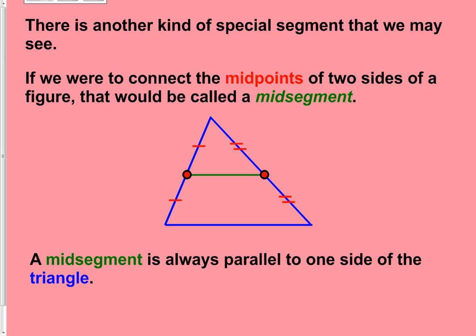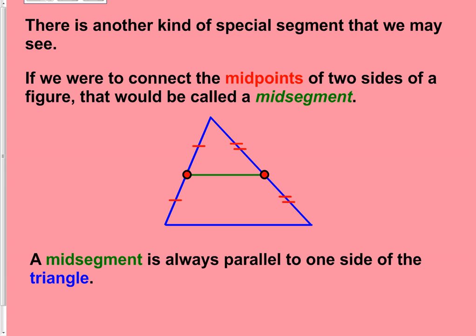If you were to take a triangle of any kind, this one isn't necessarily just isosceles, but a triangle of any kind, and connect the midpoints of two sides of the figure, then that line segment connecting those two midpoints is what we call a midsegment. For those of you that have tuned me out, this is where you would want to be taking notes again. This is a new definition.